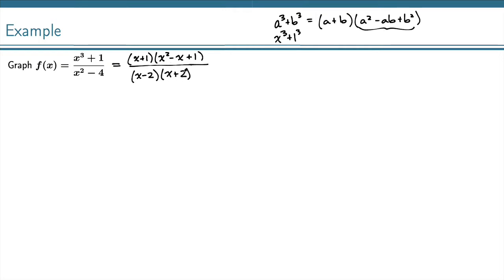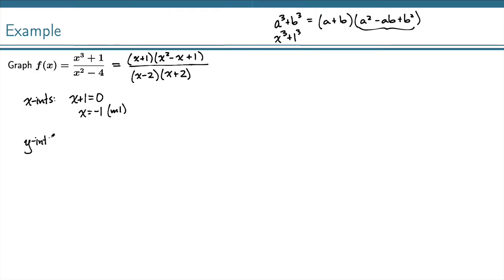Now, we don't have any common factors here, so there's no reducing to be done. So we're ready to jump right into getting some intercepts. Our x-intercept we get by setting the numerator equal to 0. So I take x plus 1, set that equal to 0, and that gives me x equals negative 1, and that has a multiplicity of 1. And the x squared minus x plus 1, because we know that's irreducible, we know that there's no real number for which it will equal 0. So we don't need to worry about setting that equal to 0.